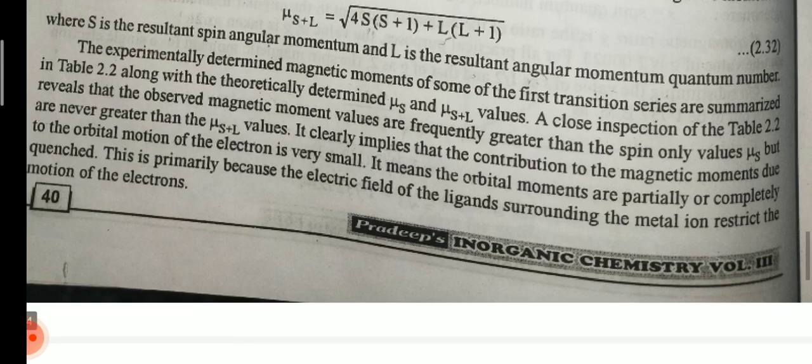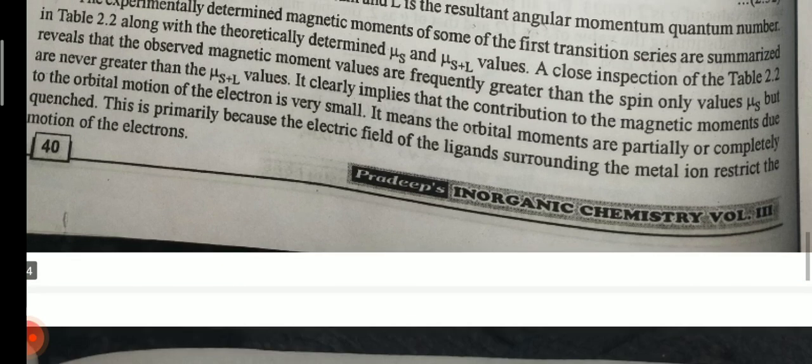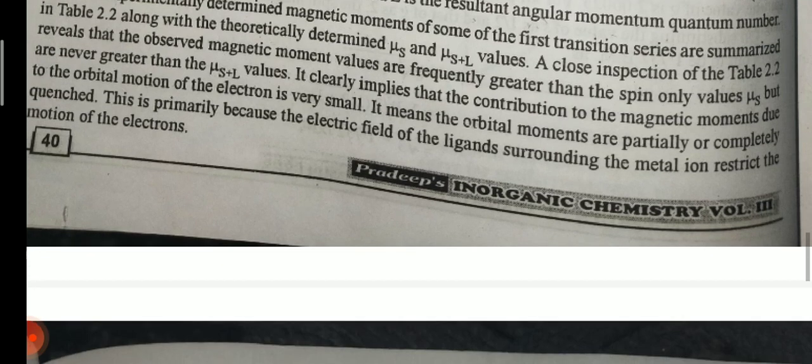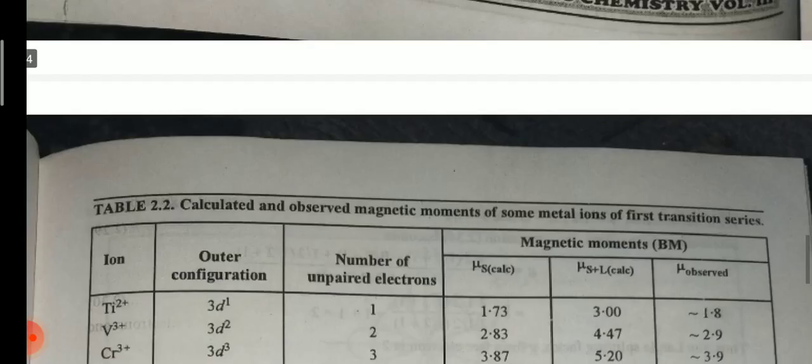A close inspection reveals that the observed magnetic moment values are frequently greater than the spin only values mu s, but are never greater than the mu s plus L values. It clearly implies that the contribution to the magnetic moment due to the orbital motion of the electron is very small. It means the orbital moments are partially or completely quenched. This is primarily because the electric field of the ligands surrounding the metal ion restricts the motion of the electrons.